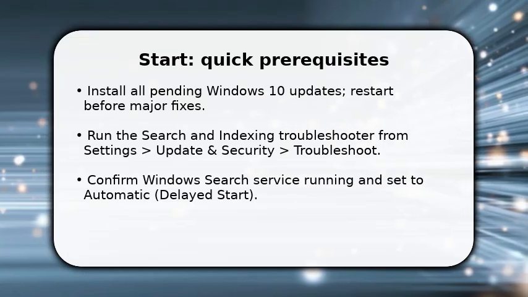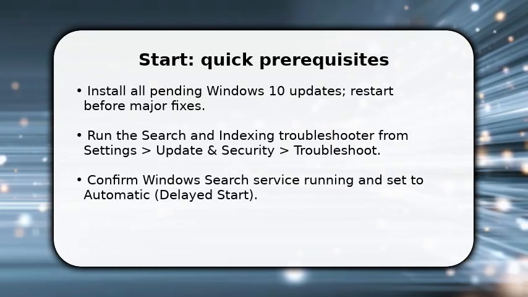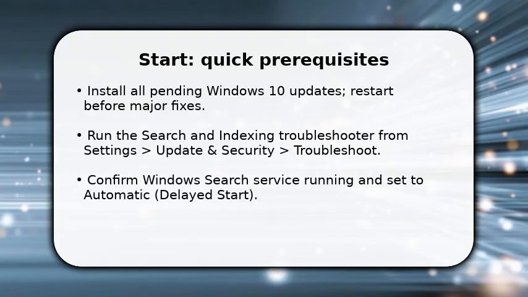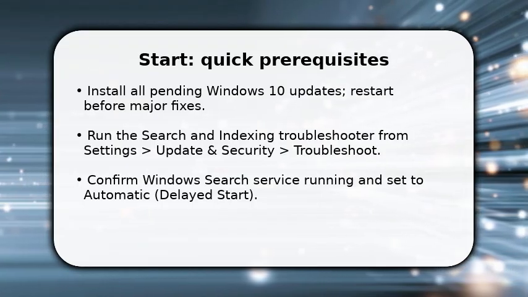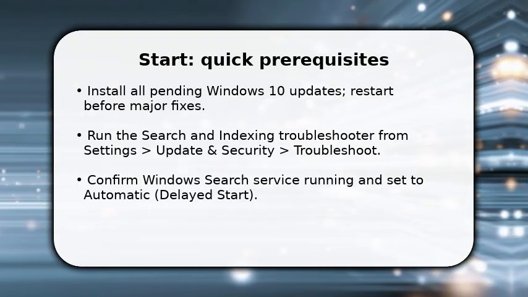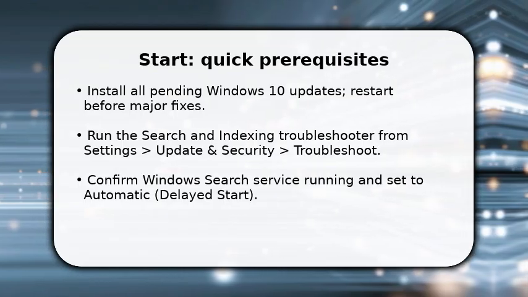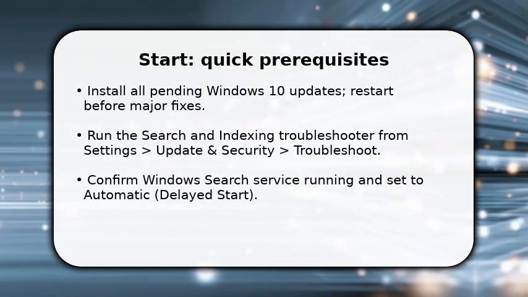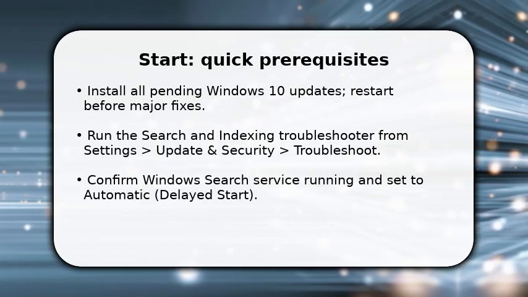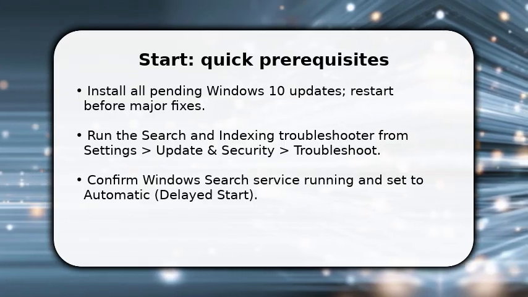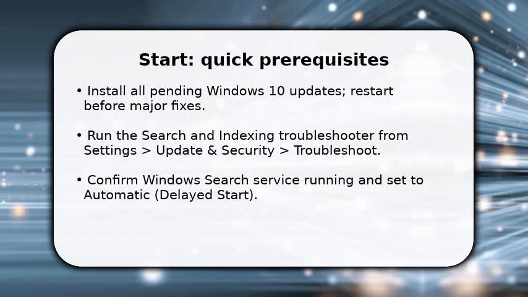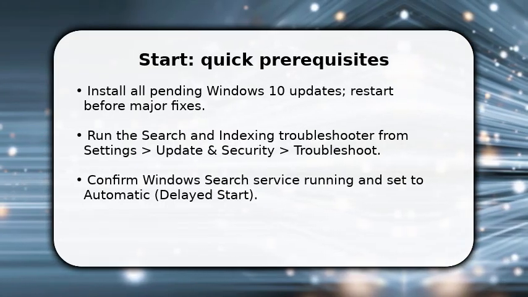Enjoy the video. You start by installing pending updates and restarting immediately. Many search failures are update-related. Once done, run Settings, Update and Security, Troubleshoot, Search and Indexing to auto-fix permission and indexing hints. Next, open Services and make sure Windows Search is running and set to Automatic, Delayed Start. That ensures the service starts after boot.